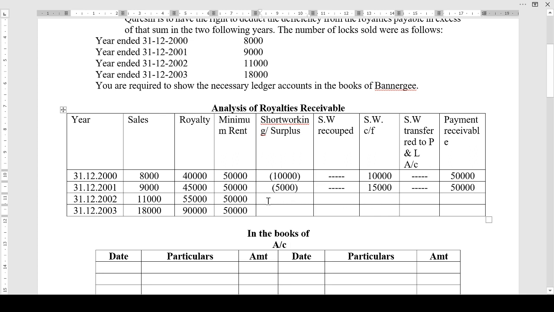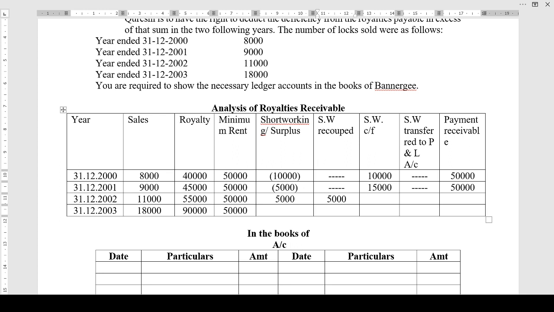Next we have a royalty of 55,000, minimum rent is 50,000. So we have a surplus. Okay. Now we have two short workings. We have of the first year 10,000 and of the second year. Which will we try to recover first? 10,000. Okay. We are going to try to recover. How much surplus do we have? 5,000. We are going to try to recover 10,000 first. Can we recover the entire 10,000? No. How much can be recovered? Only 5,000.